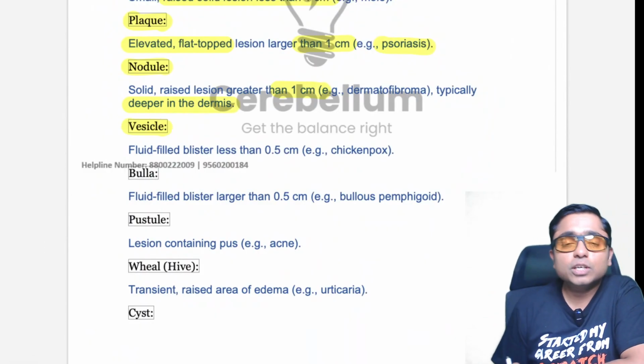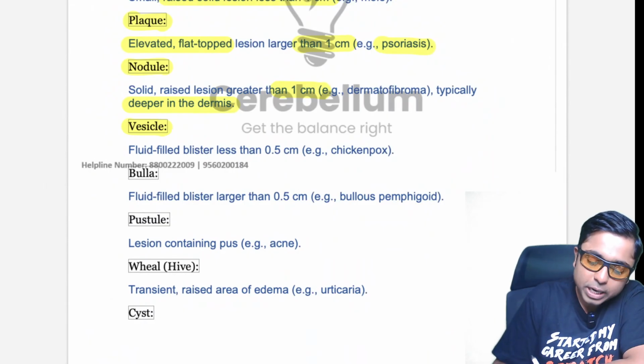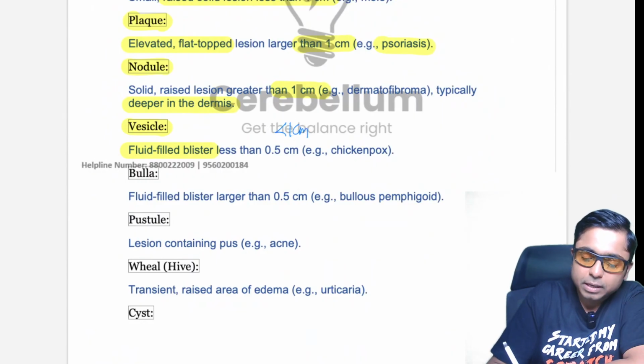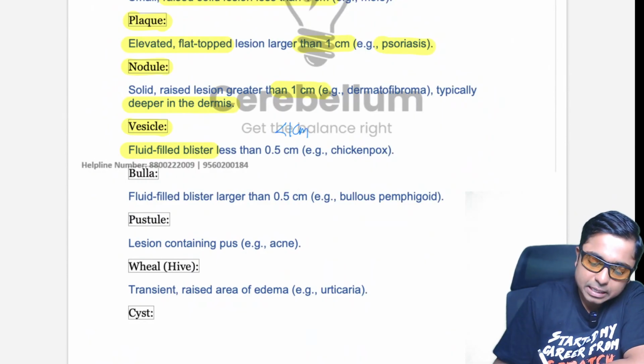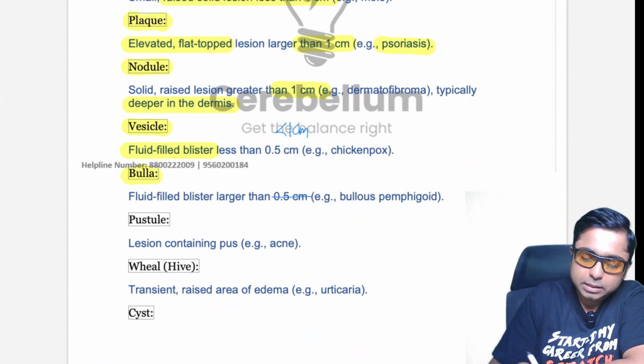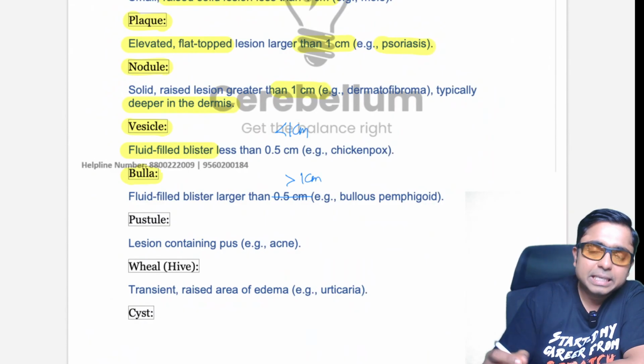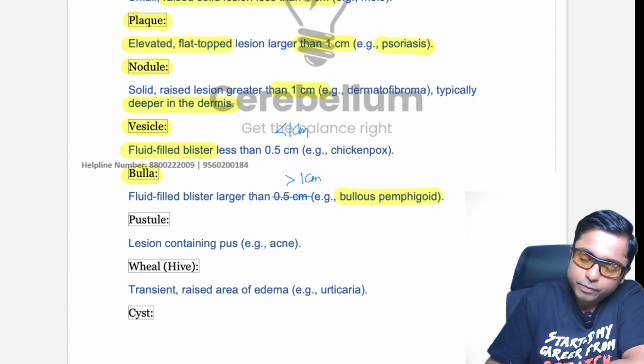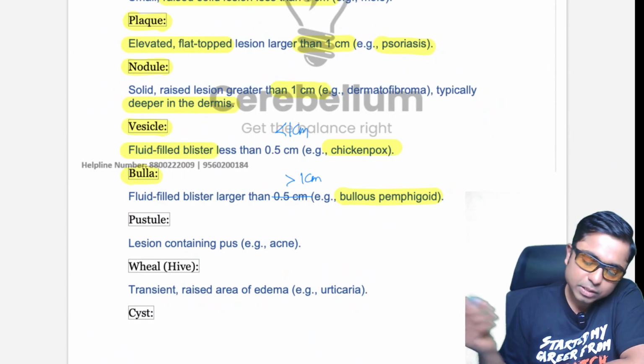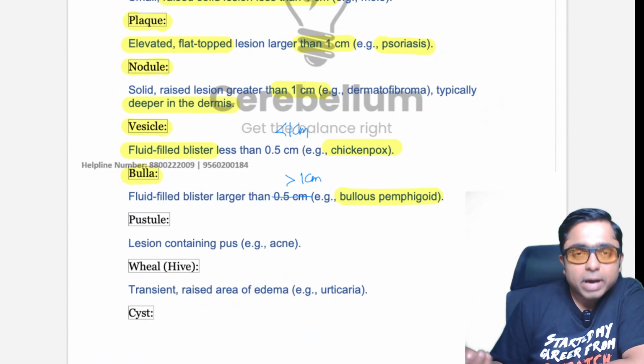So next are the fluid-filled lesions, vesicles and bullae. Fluid-filled blisters which are less than 1 centimeter, this number you can remember as 1 centimeter, are vesicles, and if it is more than 1 centimeter, we are going to call them bullous lesions. And they can be seen in chickenpox, bullous pemphigoid, pemphigus. So we are going to see that in the vesiculobullous and other viral infections.